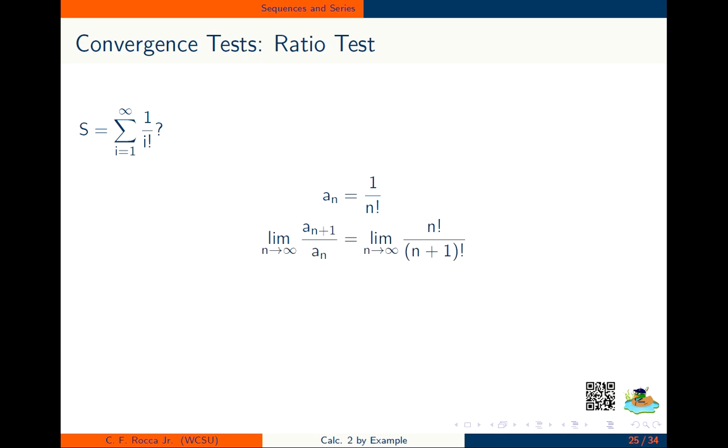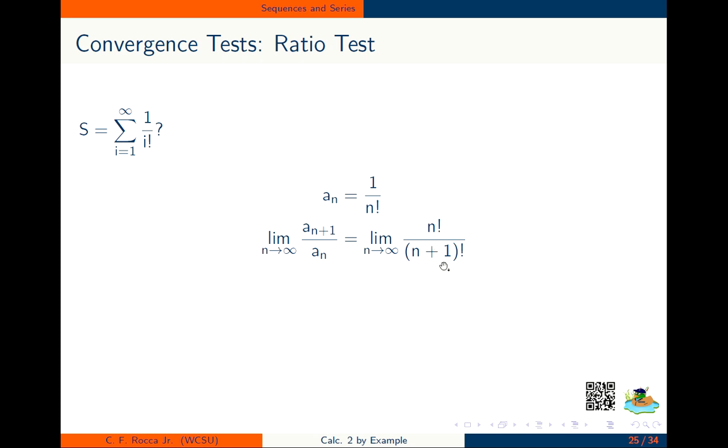And then I need to take the limit of a sub n plus 1 over a sub n. So we're comparing one term of the series to the term that comes immediately before it, and taking the limit as n goes to infinity. When we simplify this, a sub n plus 1 is 1 over (n plus 1) factorial. a sub n is 1 over n factorial. When we divide fractions, we flip and multiply, and so that will give us n factorial over (n plus 1) factorial.